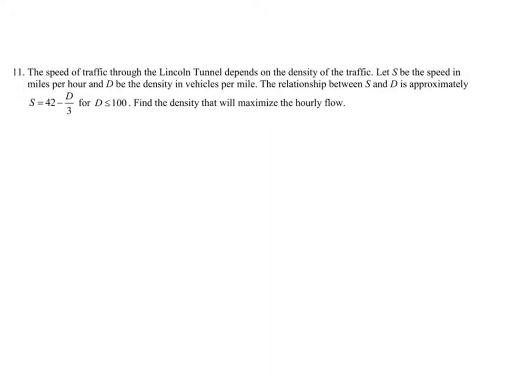All right, speed of traffic through the Lincoln Tunnel depends on the density of the traffic. So S is the speed in miles per hour. All right, so they're defining variables for us, which is just lovely of them. I always get nervous when that happens. D is the density in vehicles per mile. All right, the unit's probably more important than anything else, because density is a wonderful word, but it can mean a lot of different things. In this case, it's vehicles per mile, so it's giving you a sense of what you're up against.